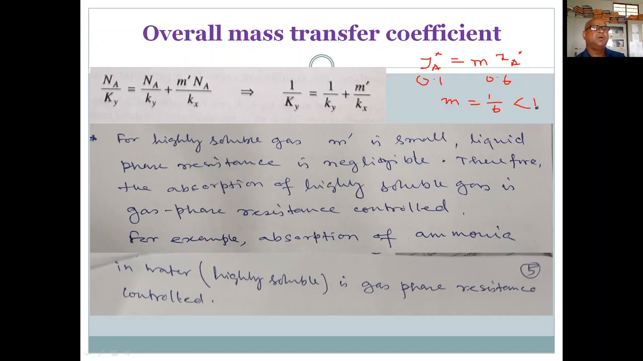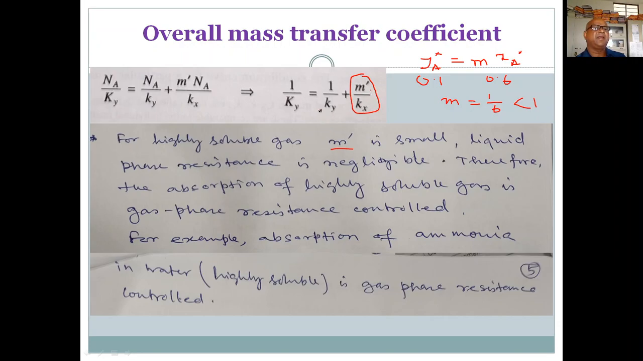So for this, we know the curve will be flat, because the liquid phase concentration will be higher. Last day we discussed this. So for a highly soluble gas, m dash, or the slope, will be small. If m dash is small, that means this liquid phase resistance will be negligible, because this is small, so this by this will be negligible.